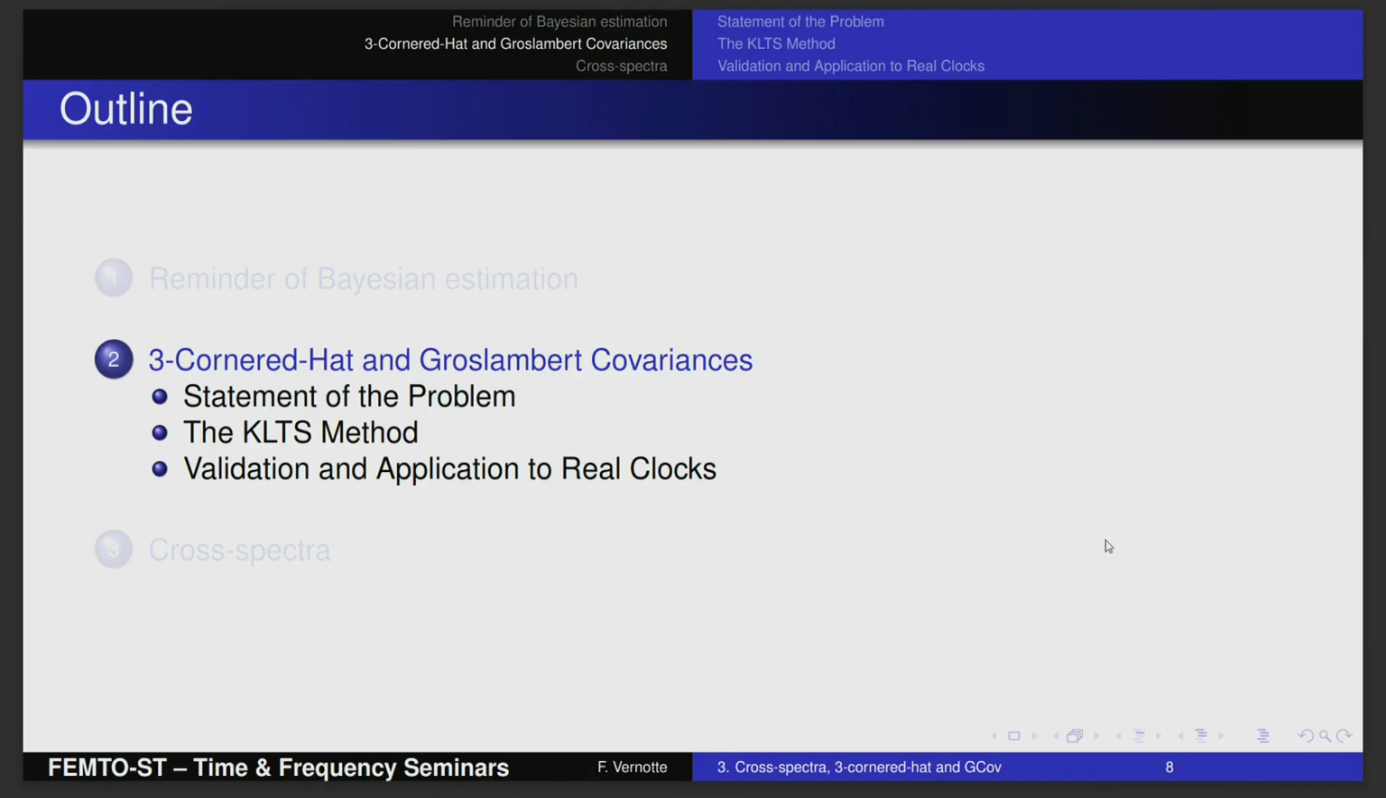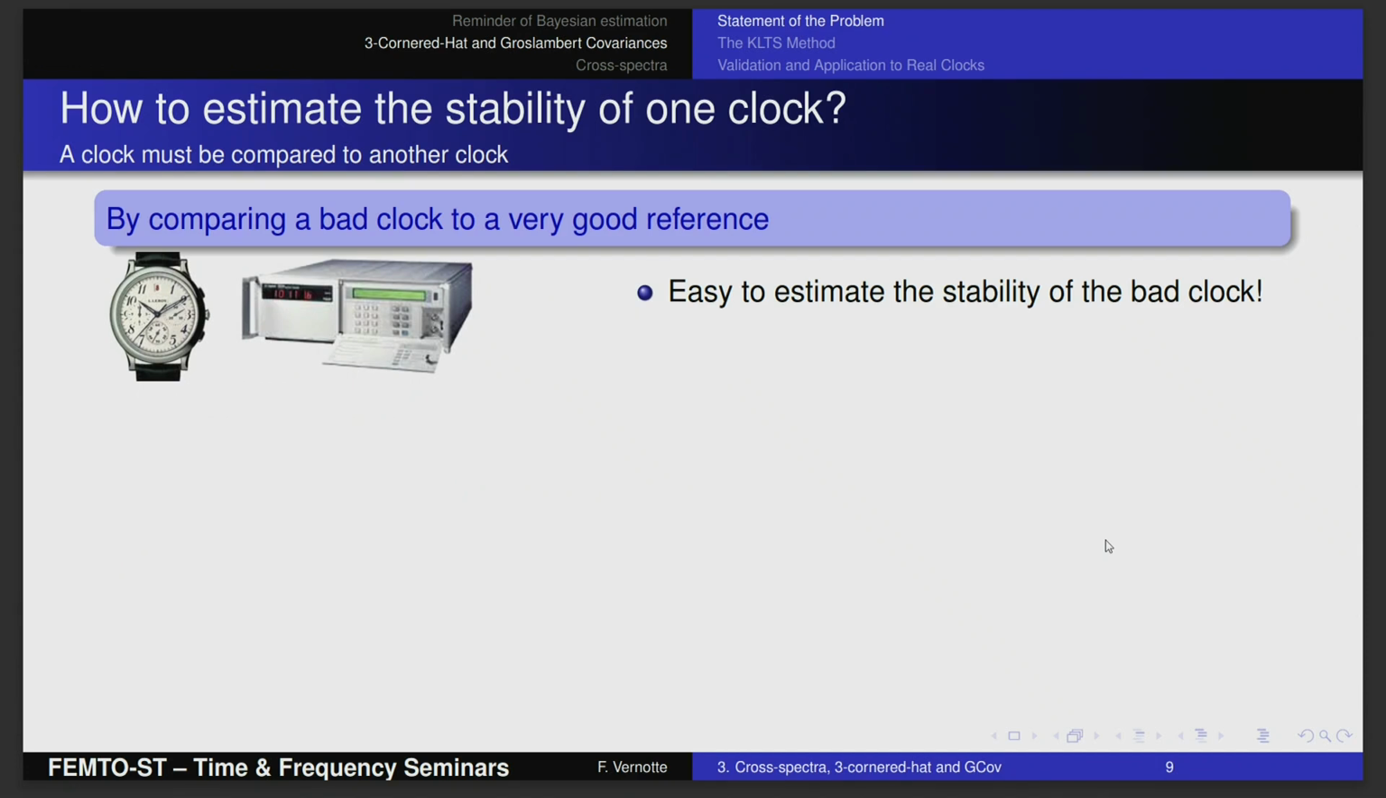Okay, so let's go now to the three-corner hat and the Groslambert covariance. What are the differences between these two terms? First of all, the question is, how is it possible to estimate the stability of one clock? Generally, if you have a clock which is not a very good clock, you need a reference which is much better. For instance, you have a cesium clock here, and you consider, and in this case I think it's perfectly true, that the instabilities of the reference are completely negligible regarding the instability of the clock. So you will estimate directly the instability of the clock.